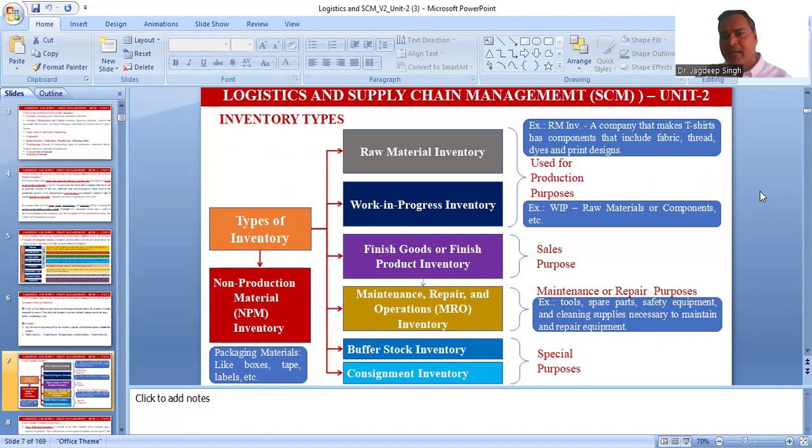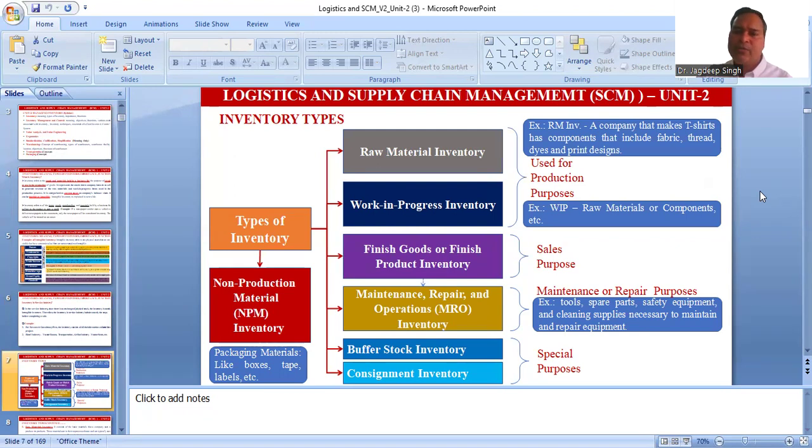So what is raw material inventory? For example, a company that makes t-shirts has components that include fabric, threads, dyes, and paints, print designs, right? So all these things come under raw material inventory, used for production purposes. Work in progress inventory and raw material inventory both are used for production purposes only, right? What is work in progress inventory? For example, WIP called work in progress inventory, and raw materials or component inventory, right? So this is work in progress inventory.